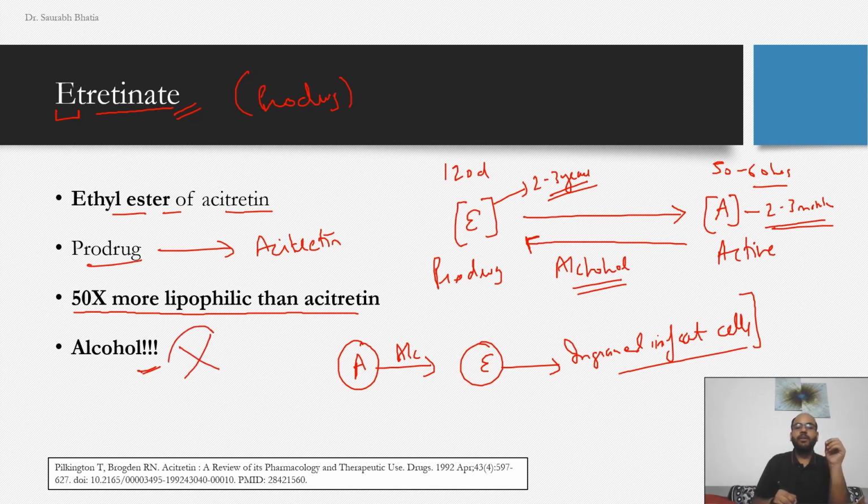So, no alcohol while the patient is on acitretin, and tell them why, so that they avoid other sources of alcohol. There are cakes, bakeries and desserts which have alcohol, so they can limit their exposure to that.